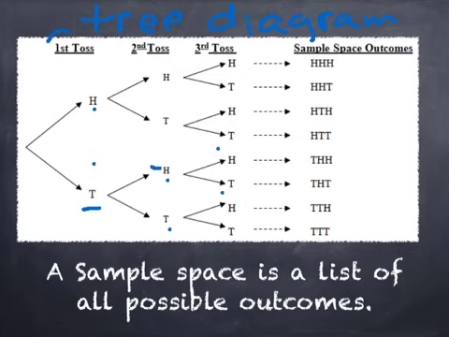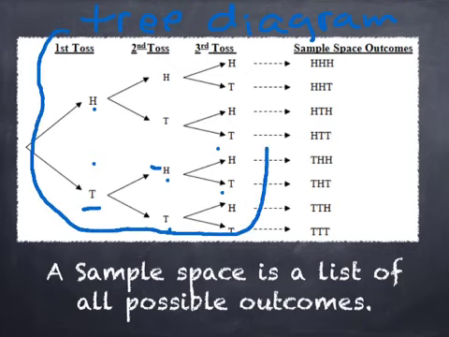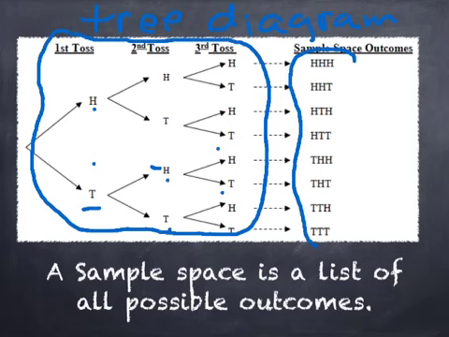So this part right here is a tree diagram. And this right here is a way to list sample spaces. So these are the 2 different types of sample spaces that we're going to be looking at today.